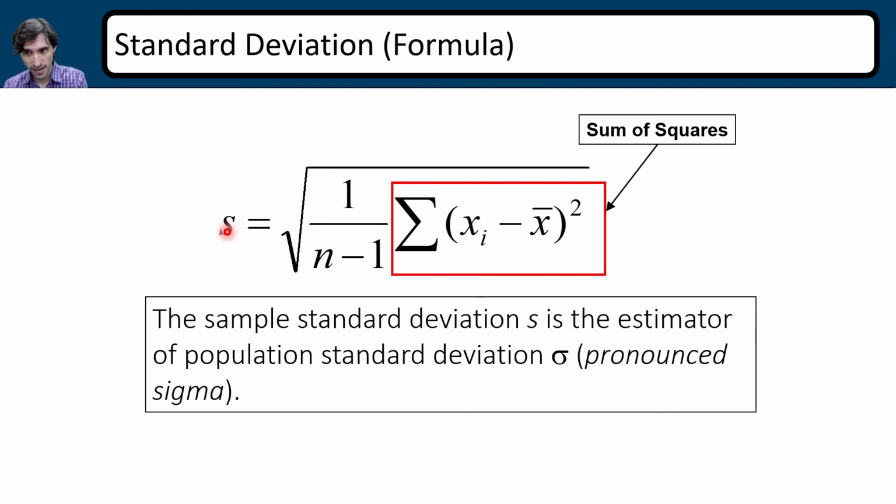It is a lowercase s. That is for a sample standard deviation. However, for a population standard deviation, it is this lowercase sigma. And you can actually write one in the computer. I try to always add them so that way you always have access. You can always copy and paste them.